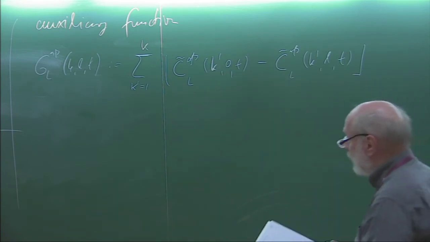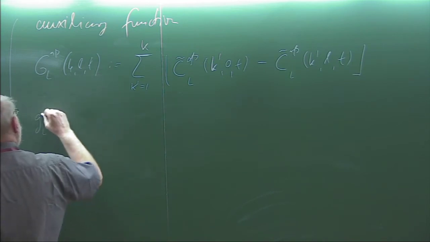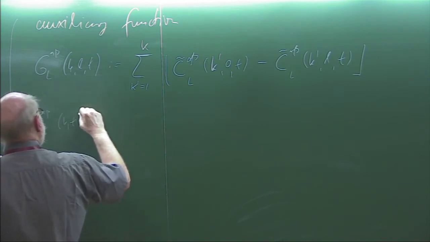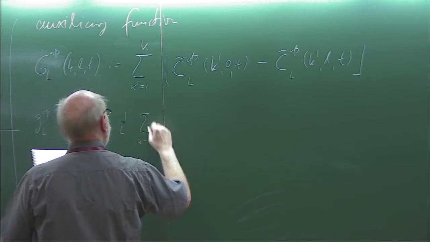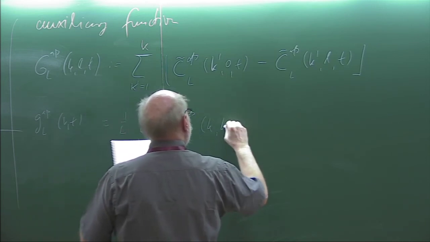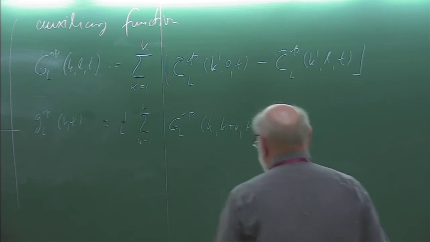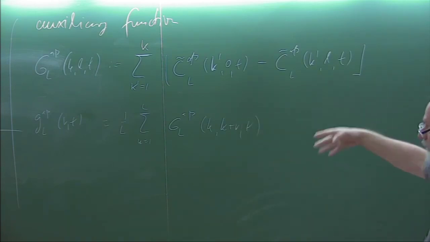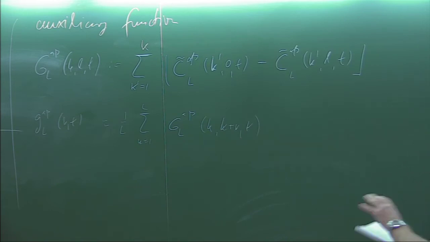So this object I look at, and I also look at the space average, G_L^{αβ}(R, T), which is 1 over L times the sum over K from 1 to L of G_L^{αβ}(K, K+R, T), right? So these guys are all periodic because my lattice is periodic. That's all, but not because of translation invariance.